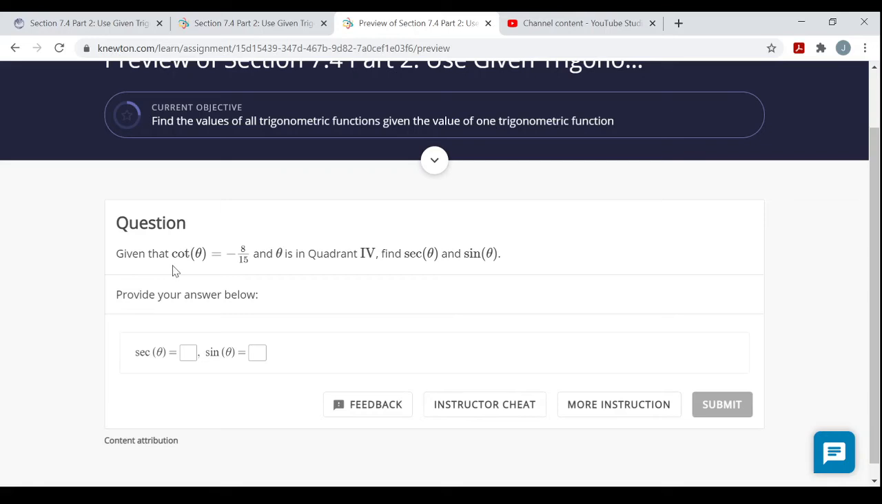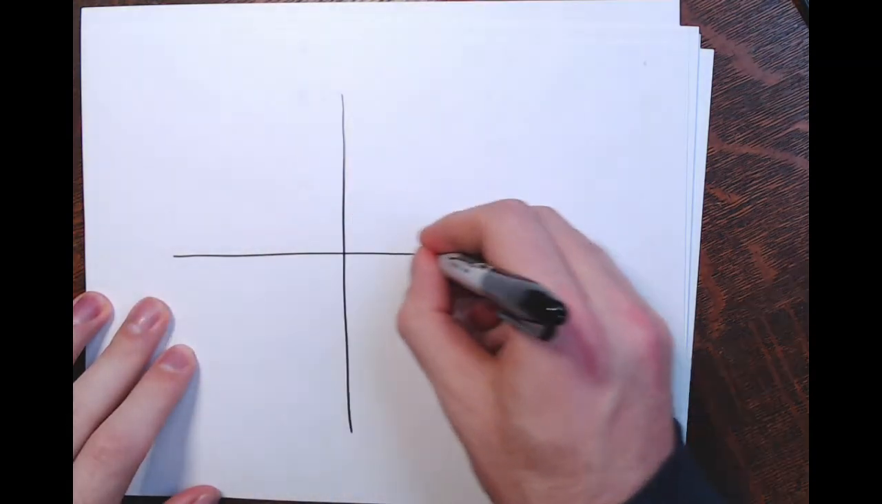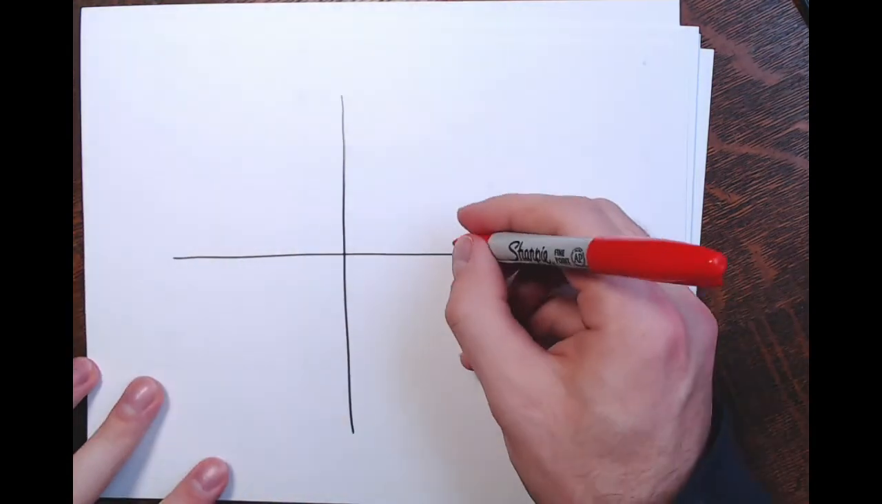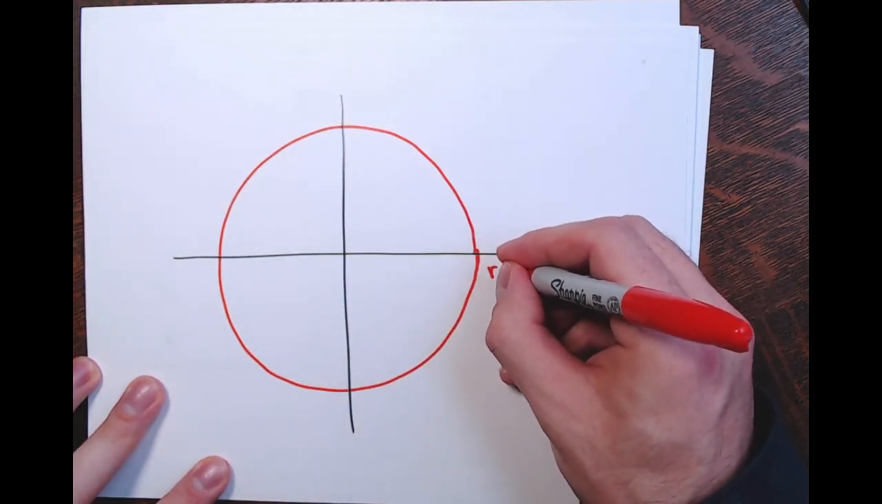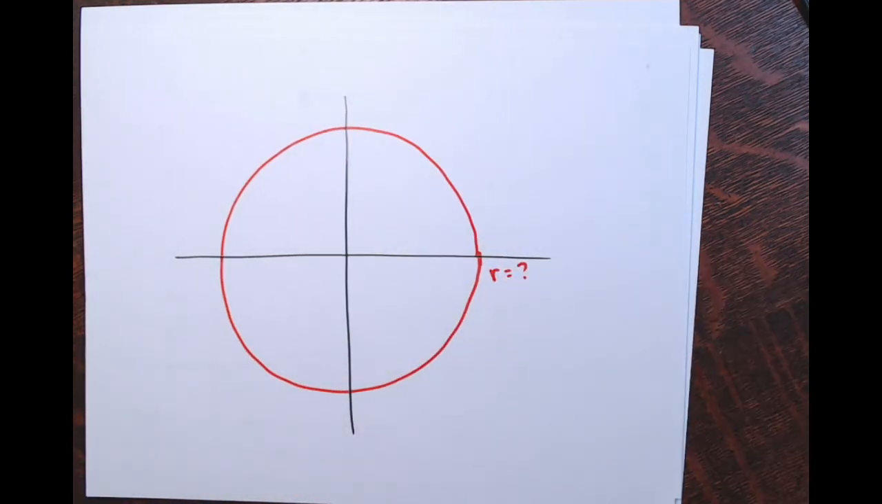So given that the cotangent of an angle is -8/15, and theta ends in quadrant 4, we can find the other 5, right? I'll find the other 5 as well. All right, so back to here. I'm drawing the same kind of picture, right? So again, this is some unknown radius. I just drew a circle centered at the origin with an unknown radius.